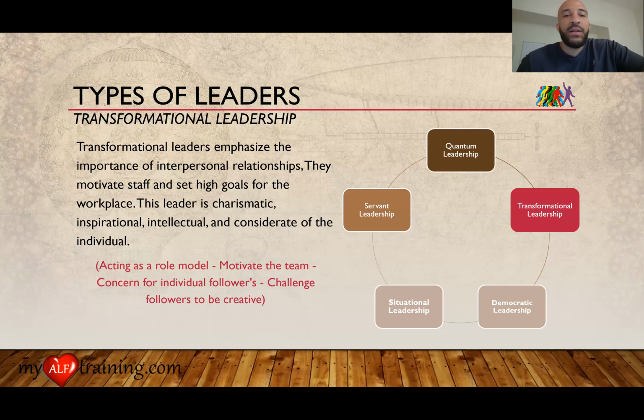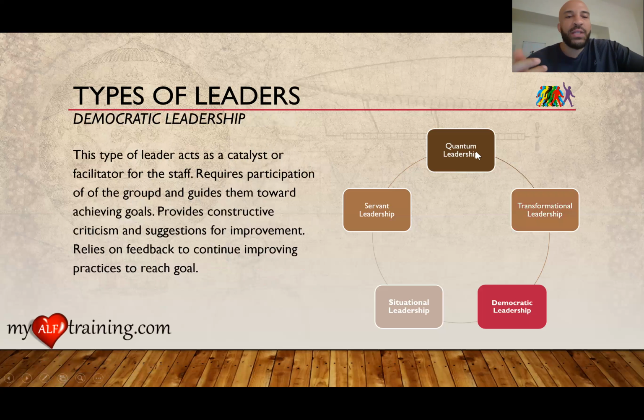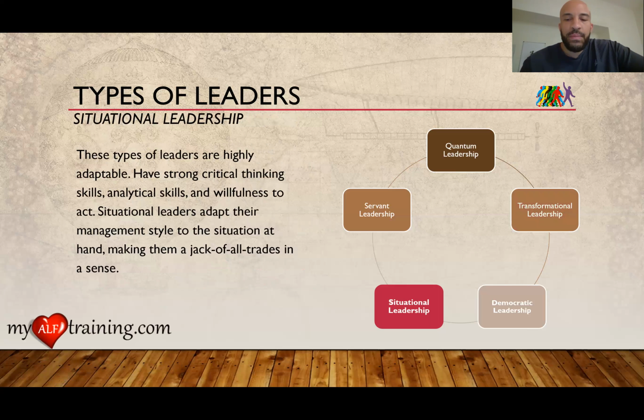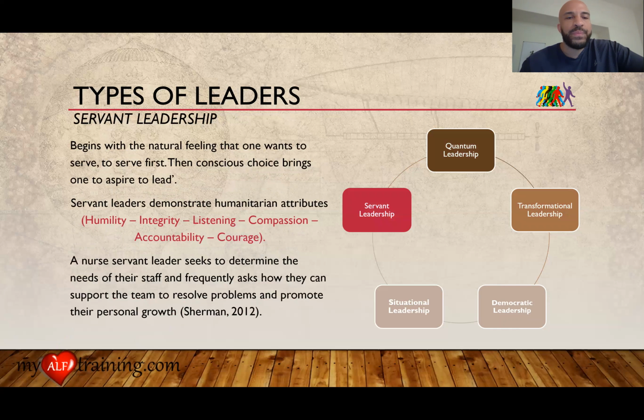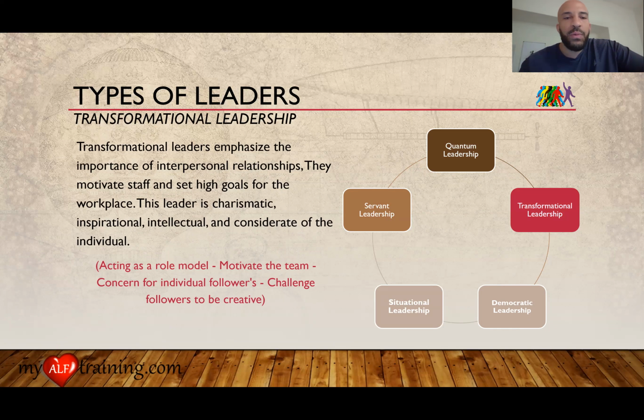This is the type of leader who I had, a transformational leader. And I say that because the leader wasn't as nurturing as a quantum leader, although they were. The focus of their leadership style wasn't quantum. They took accountability like a nurse servant, but they were a lot more charismatic. They motivated the team, and he was very intellectual.